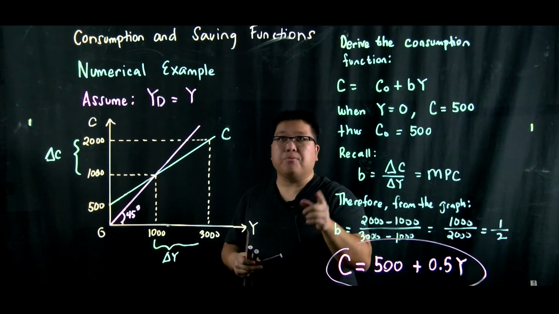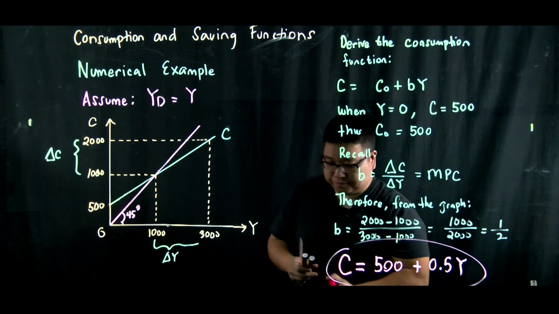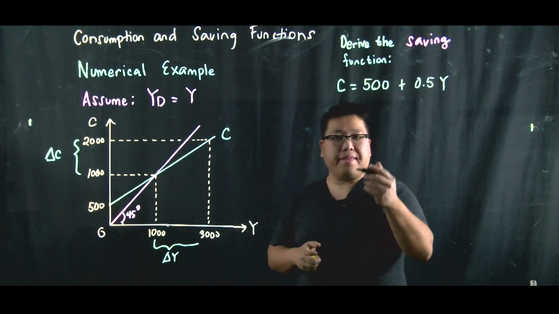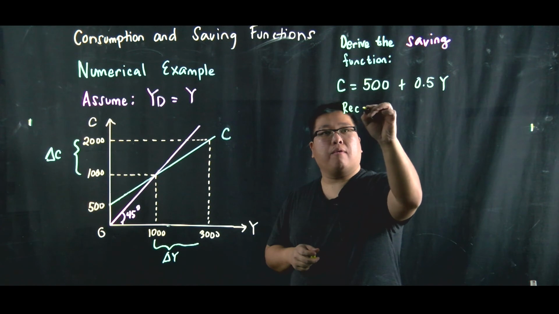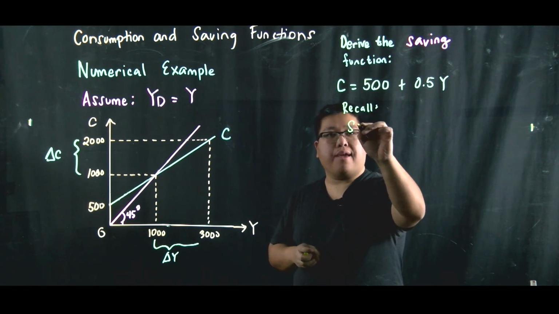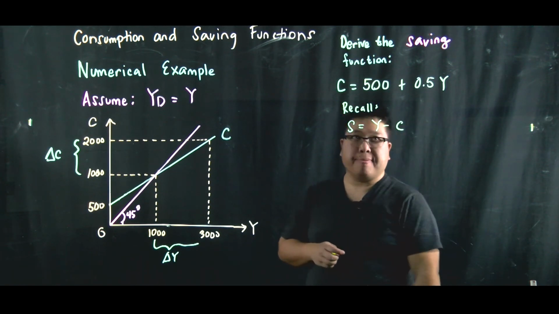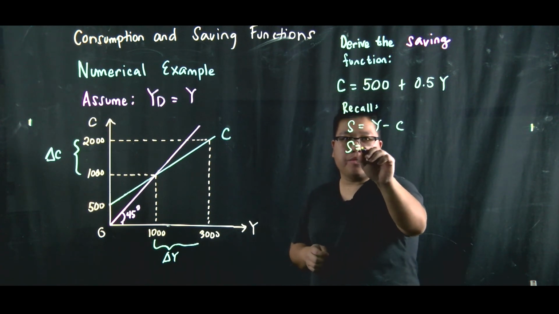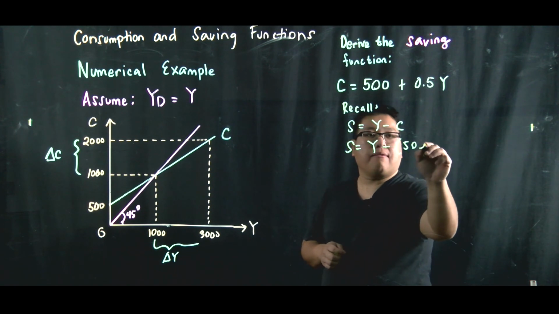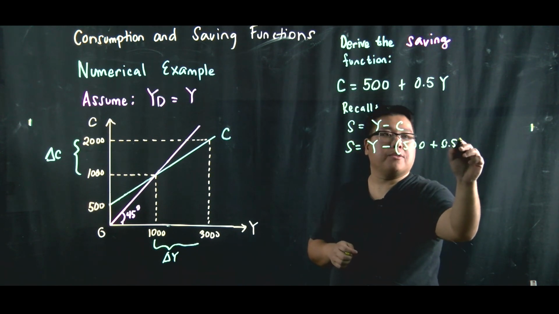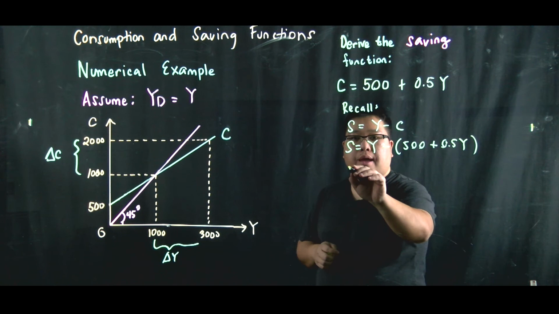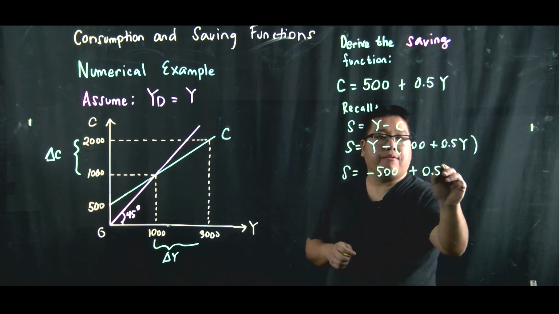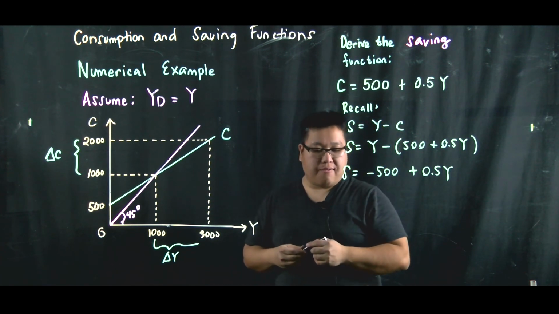Now the next thing we're going to do is derive the saving function. All right, so now let's derive the saving function. So we know by definition that saving is y minus c. So all we need to do is just to plug in this consumption function right here. So we have y minus 500 plus 0.5y. And we get negative 500 plus 0.5y. And that is our saving function.